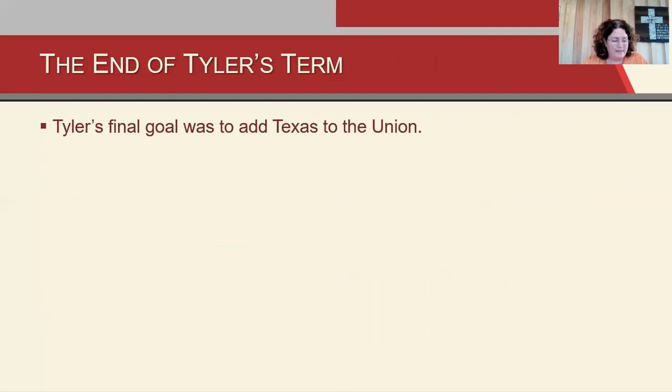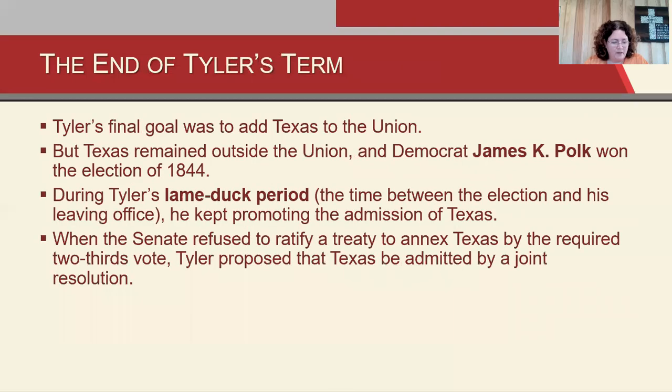When Tyler's cabinet resigned, he created a power base of his own by placing Southern Whigs in the vacant cabinet seats. His final goal was to add Texas to the Union. He sought this goal partly because he believed that Texas would aid his reelection. But his early efforts failed. Texas remained outside the Union, and Democrat James K. Polk won the election of 1844.